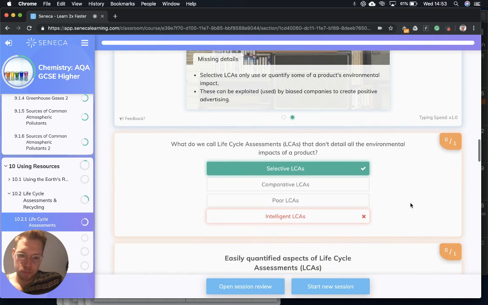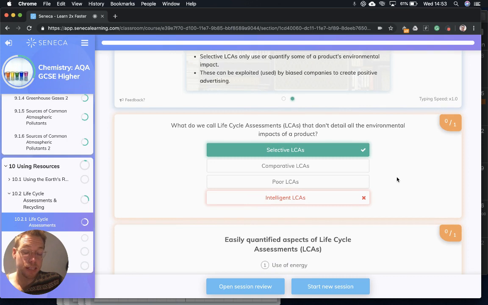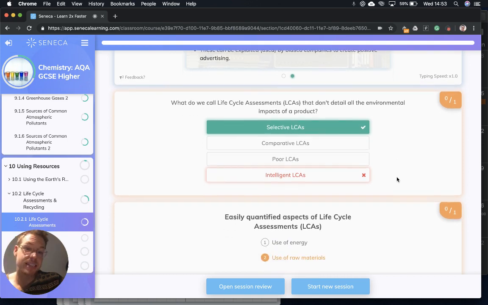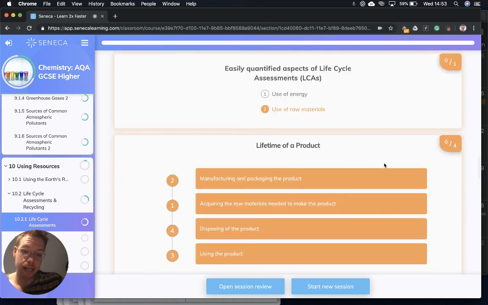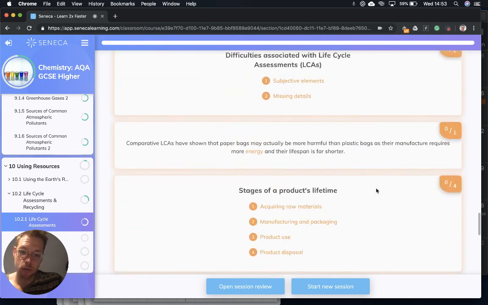Ugh, so that was a lot to deal with. Let's just process that with a nice little question. What do we call life cycle assessments that don't detail all the environmental impacts of a product? That's a selective LCA. A selective LCA. So much shade, so much shade.